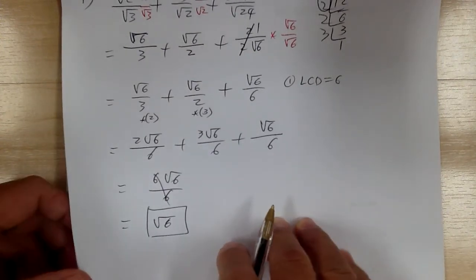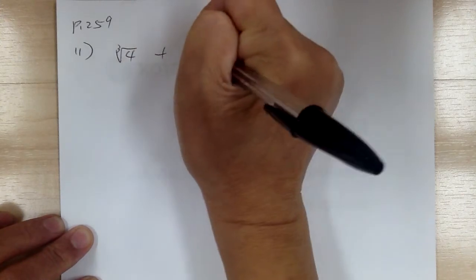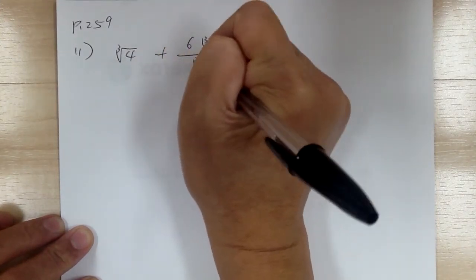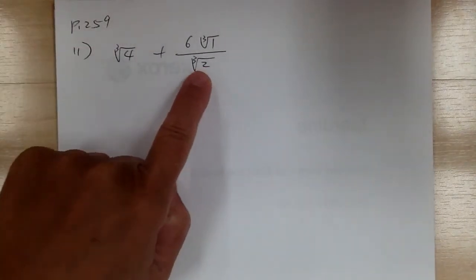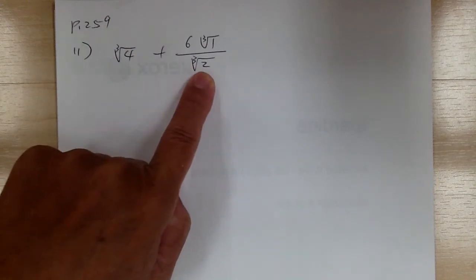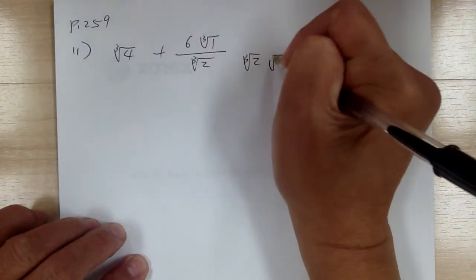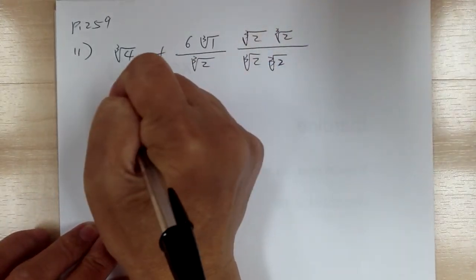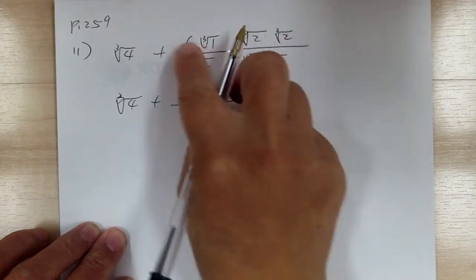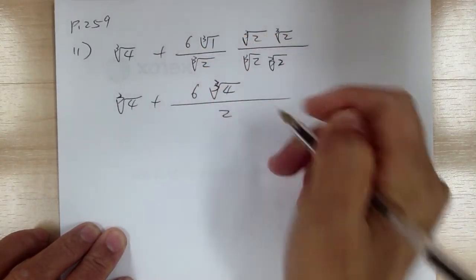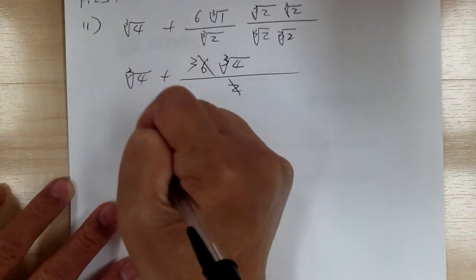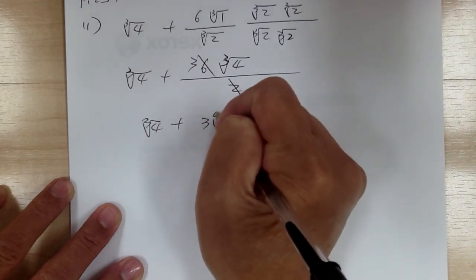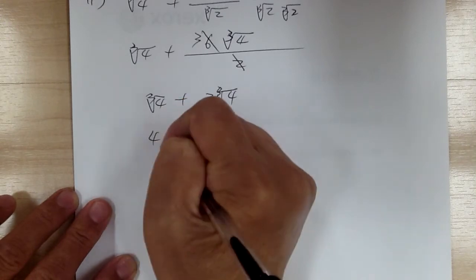Okay, let's go to number 11. Okay, you have cube root of 4 plus 6 cube root of 1 over cube root of 2. Okay, so first let's go and simplify these. To simplify this, since it's a cube root, you need to get 3 of them. So you only got 1, so you need to get 2 more. Okay, so it means you need to do the same on the top. So this will give you a 2, and on the top you get 6 cube root of 4. And this will cancel. So you end up with cube root of 4 plus 3 cube root of 4. So you end up with 4 cube root of 4.